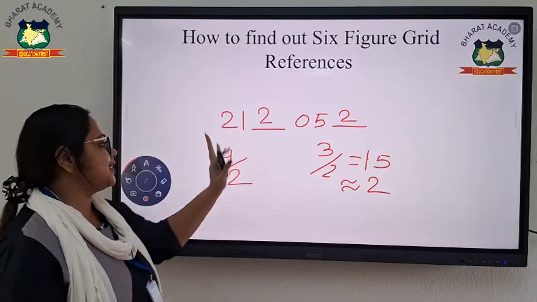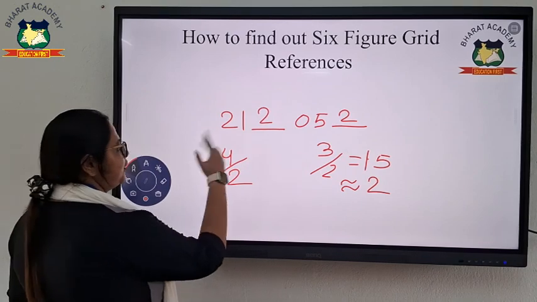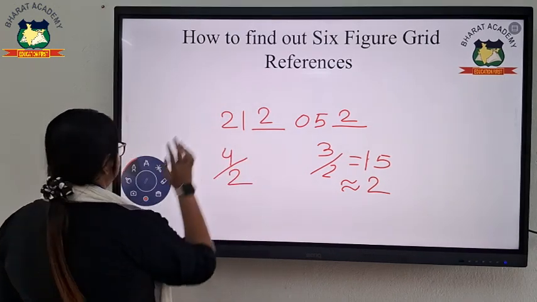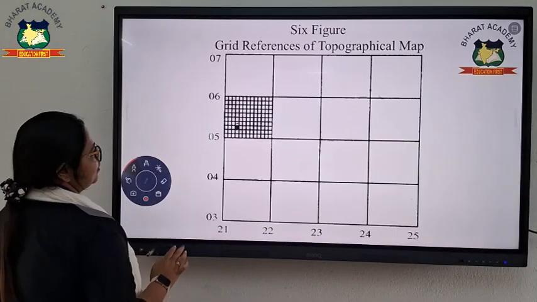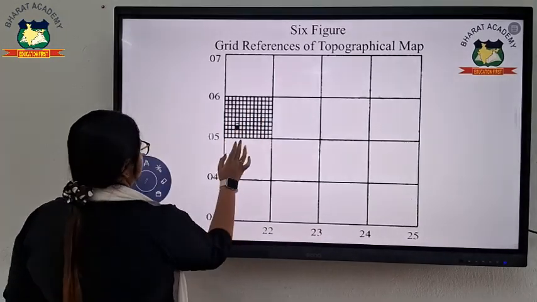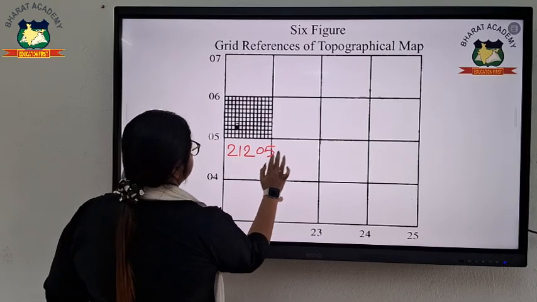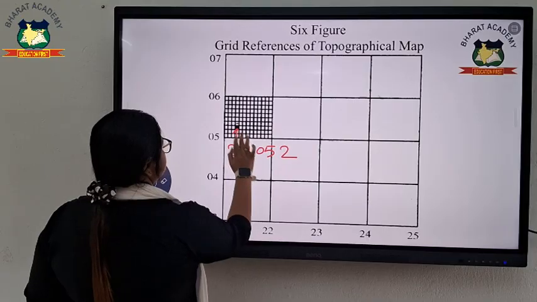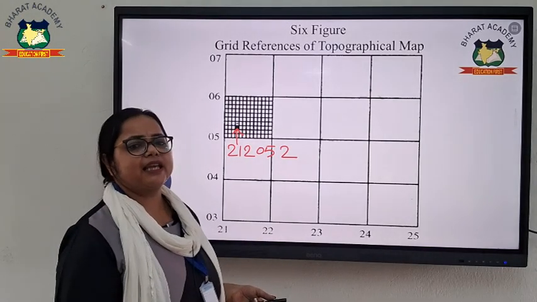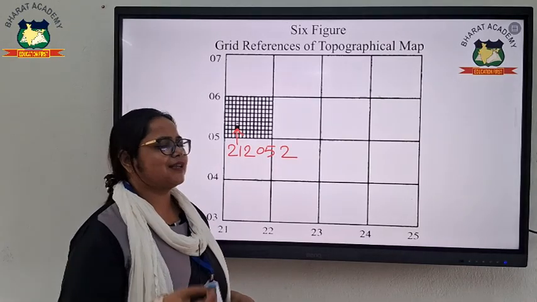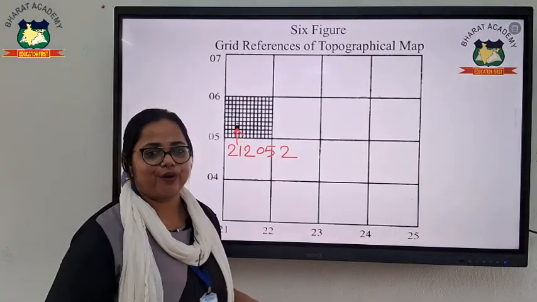212052. That is the 6-figure reference of that dot that we have seen. Now we can write that over there. I am erasing the calculation and moving to the previous slide to write this. Here it is: 212052. That will be the 6-figure reference for this point. It will be time-consuming at the very beginning, but if you practice it 3 or 4 times, it will be much easier and quicker also.